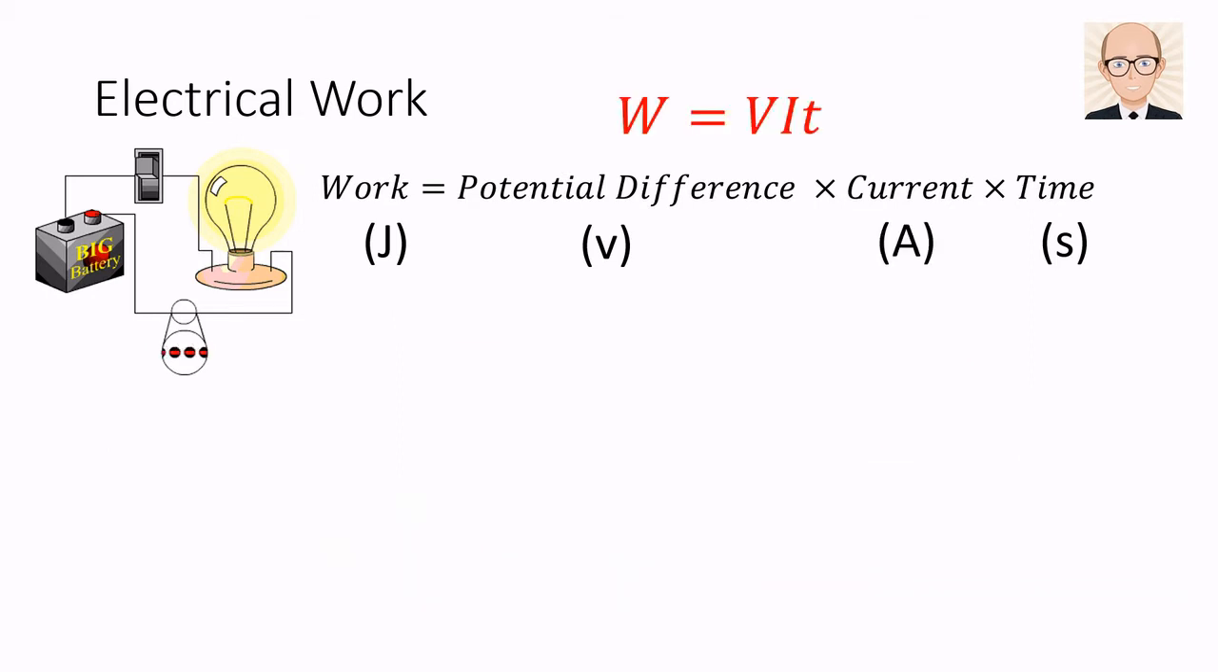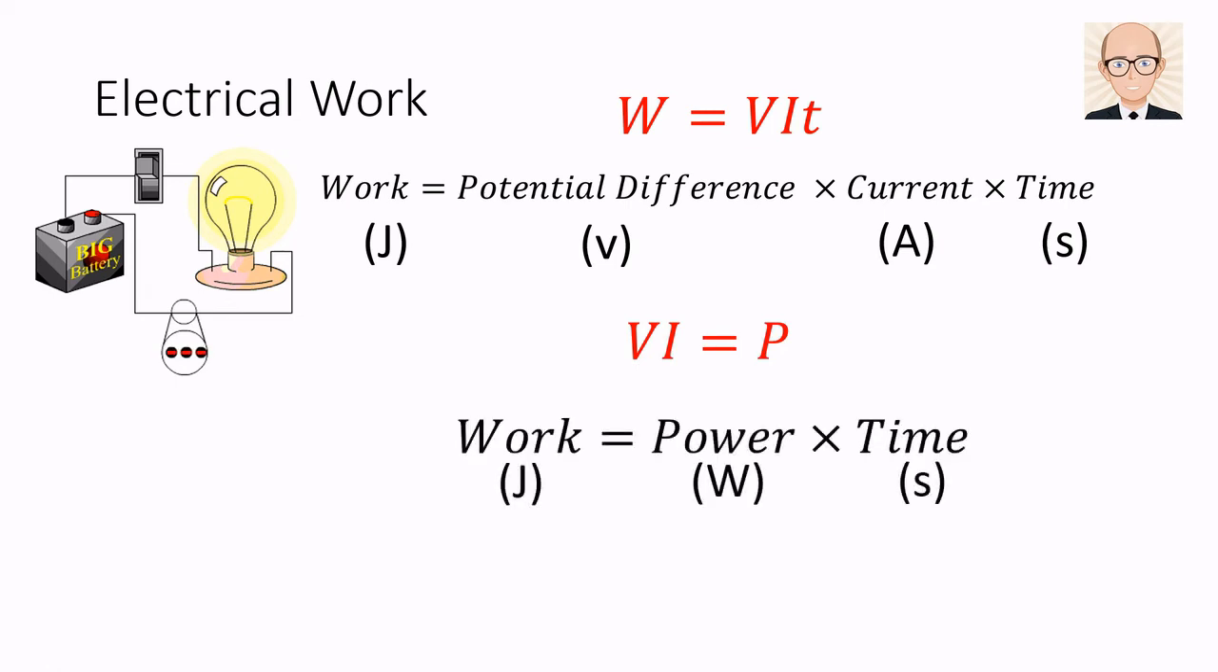Another way of looking at electrical work is by remembering that potential difference multiplied by current is equal to power. So therefore we could replace the VI in the first equation with power to give us work equals power times time, or W equals PT.